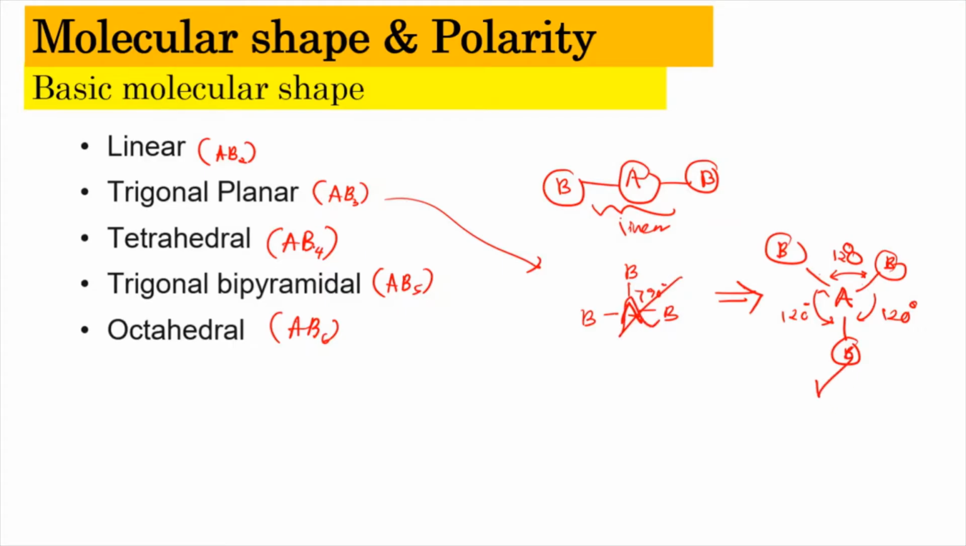Okay, so similarly it goes through all the other basic molecular shapes. And we're also going to see how the bonding pair can be changed into a lone pair here. And we're going to see how the angle changes when there is a presence of lone pair. Okay, so we're going to look at that one by one.